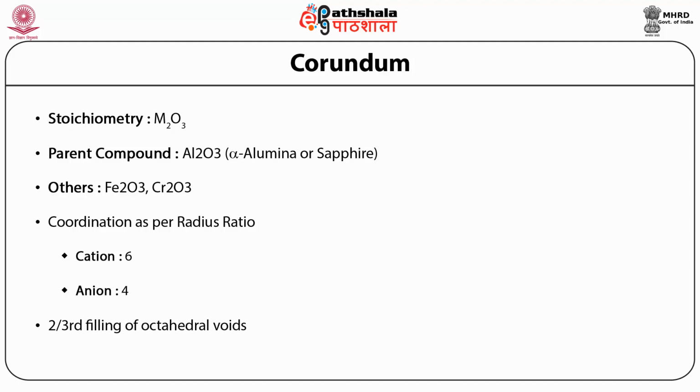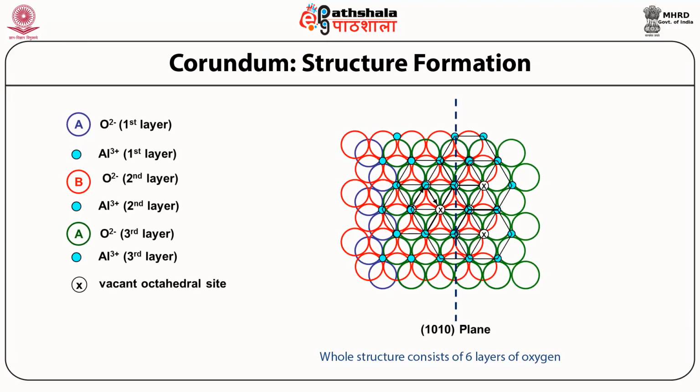So this can be best viewed when we look at the example shown in the next slide. Students, you can see the structure formation for the corundum on the right hand side of the slide. This can be best viewed when we look at the basal plane, the 0001 plane of the unit cell, and start filling the interstices.